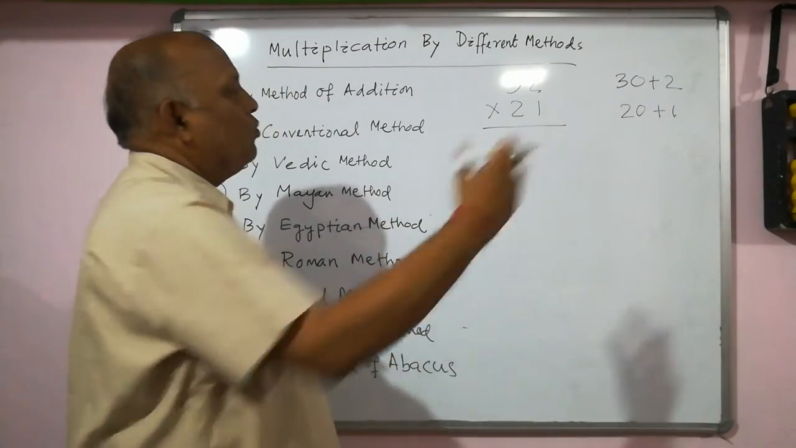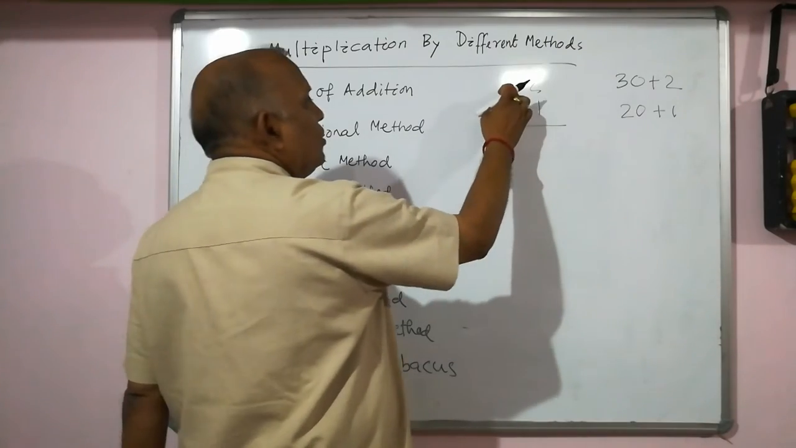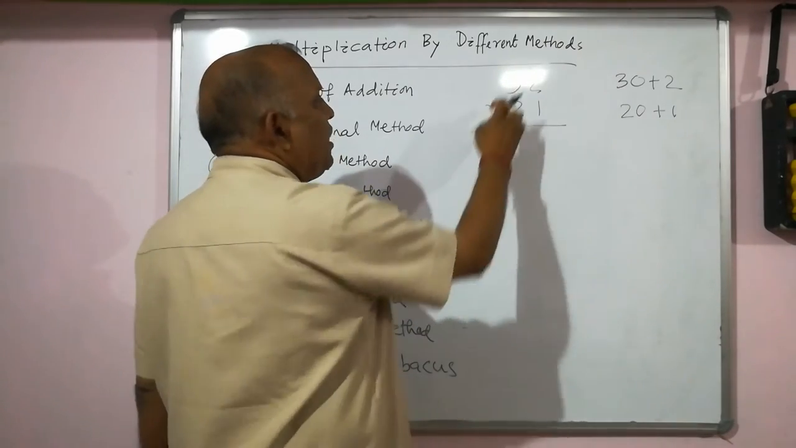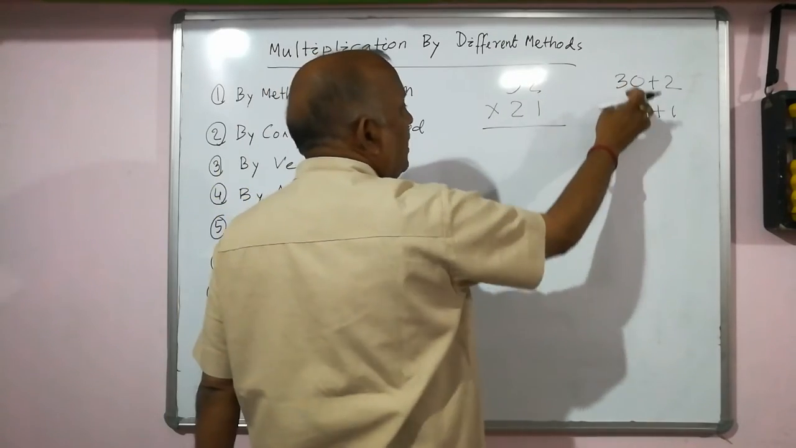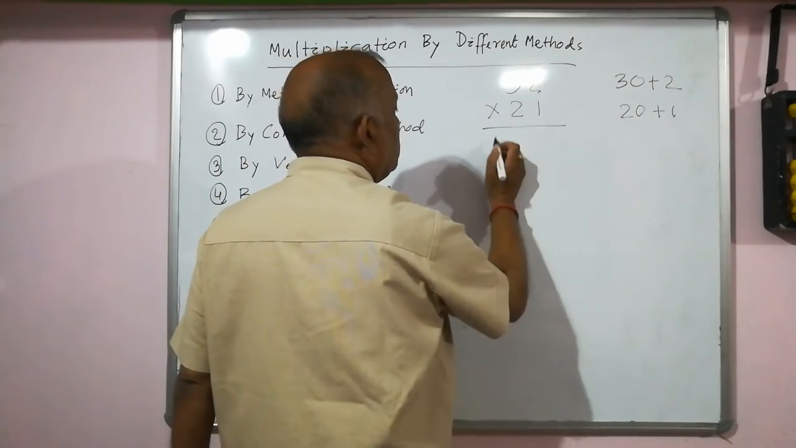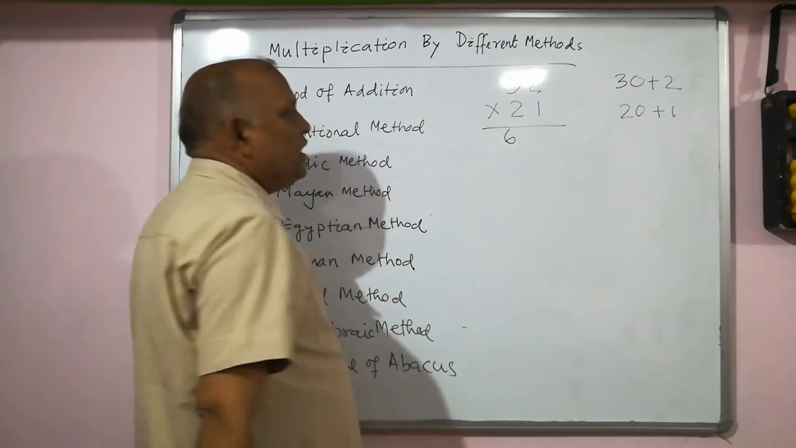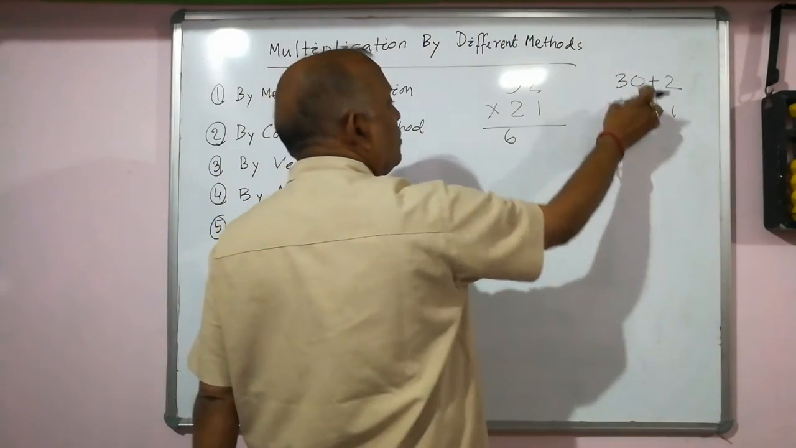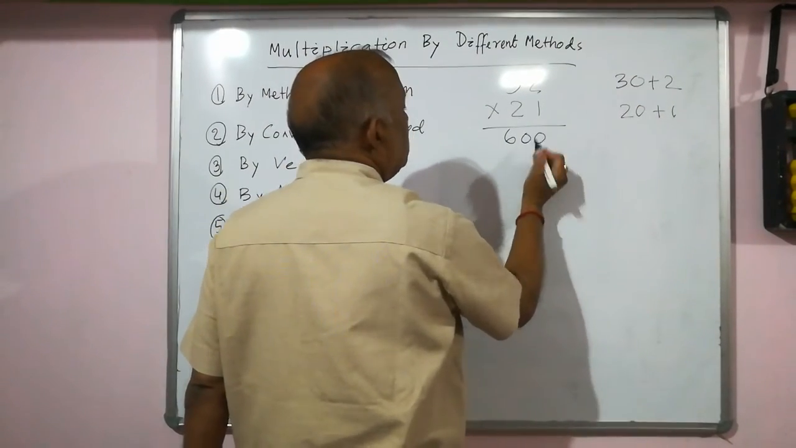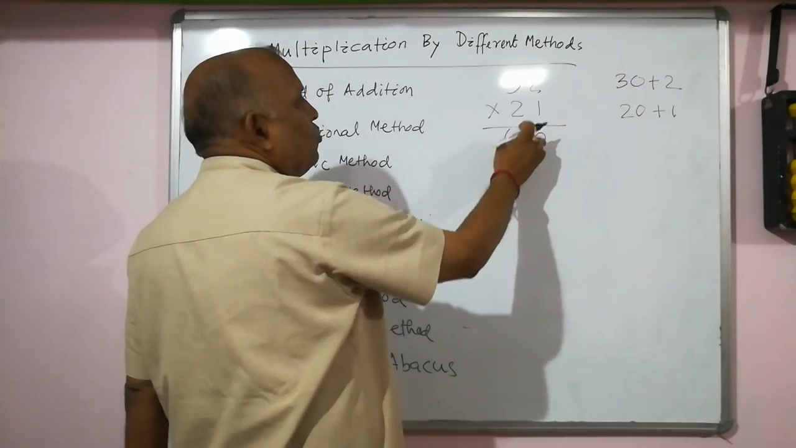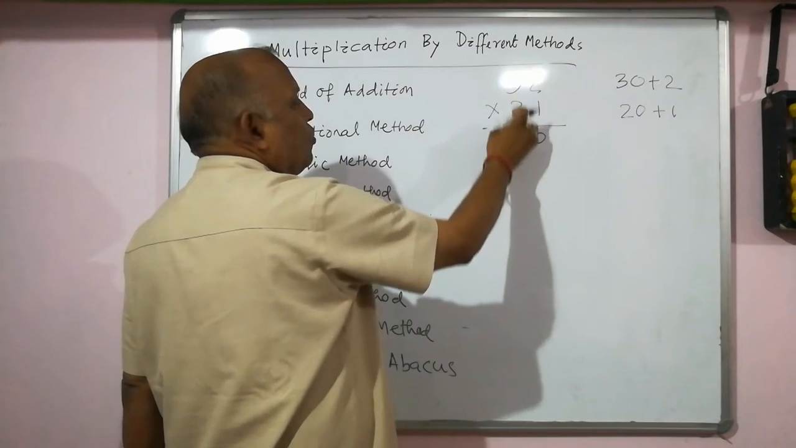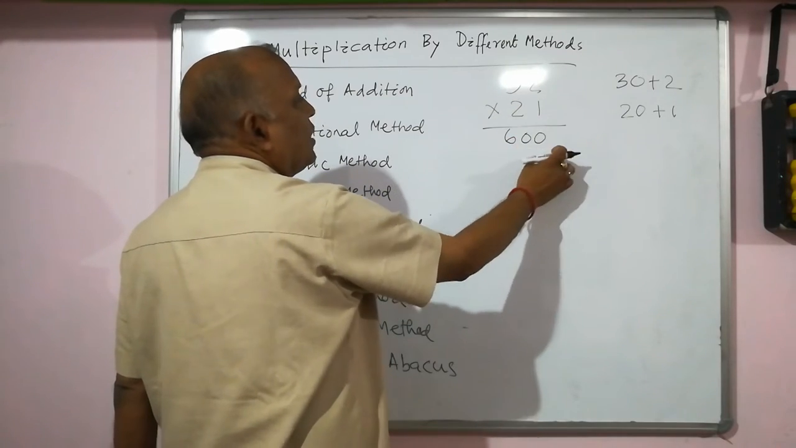From the left you do. So when you do 3 into 2, 3 into 2 means 6. That is 30 into 20. So 3 into 2 is 6, and this is 0. You do that first: 3 into 2, this row, this column, gives 600.